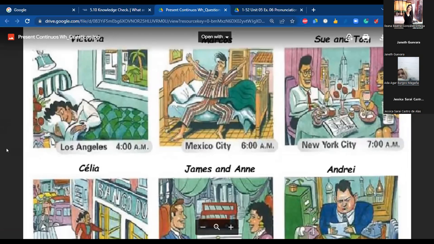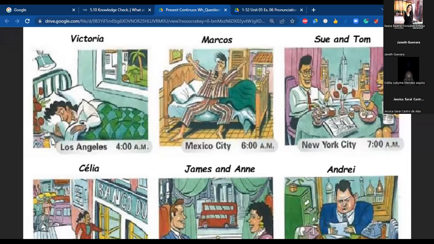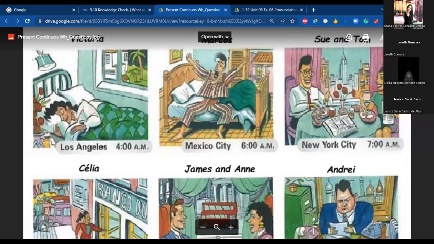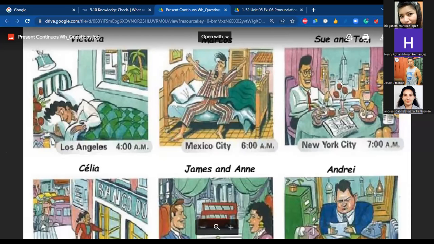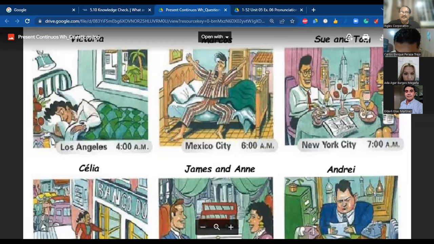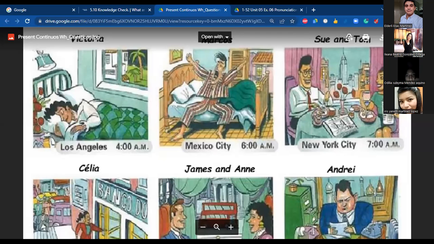Okay, she's sleeping. Jessica Sarai, what is Marcos doing? Here in the second picture. Jessica? No. Carlos Enrique, what is Marcos doing? He's getting up, right? He's getting up, yes. And Elderly, what are Sue and Tom doing? They are having breakfast. Yes, that's correct.